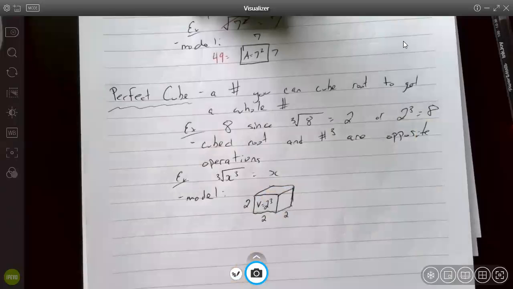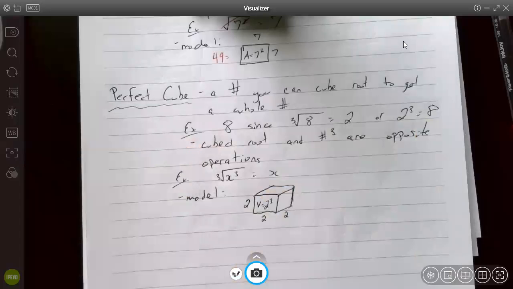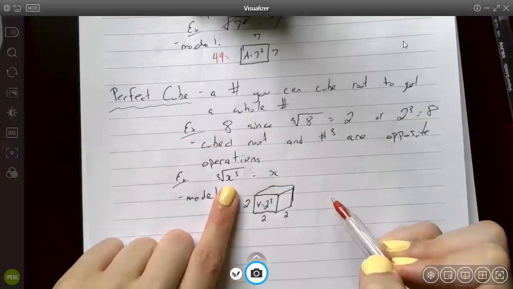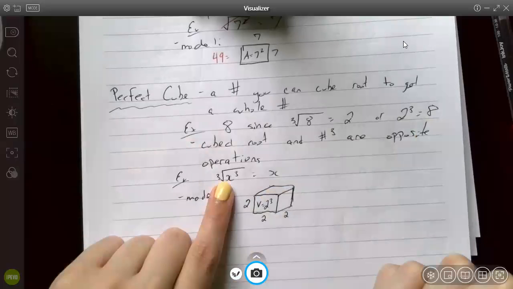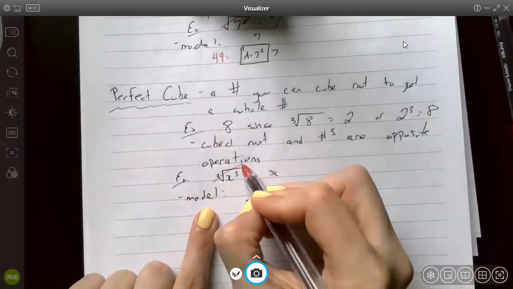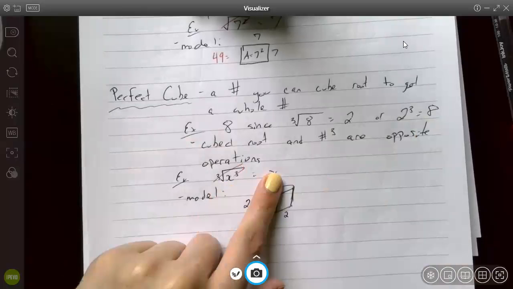Just like with square roots and squaring things, a cube root and a number cubed are opposite operations and will cancel out. So if, for instance, I take the cube root of x cubed, the cube root and the cubed will cancel out and leave me with just x.